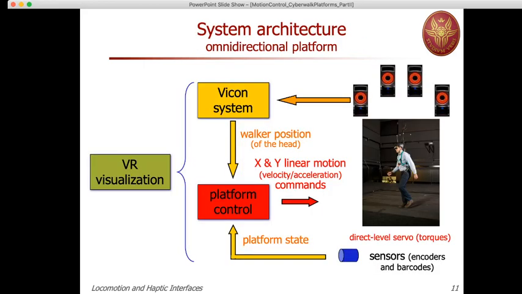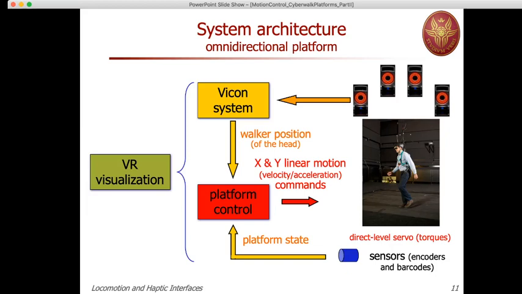So, let's see now how we get closer to the design of the controllers for this platform. This picture is pretty much similar to the case of the CyberCarpet. What changes is the system that we use for localizing the user. In fact, here you see one user with his helmet, with the set of balls that are used to localize the pose of his head. So there's a Vicon system, with a minimum of four cameras, which localizes the worker's head, so the position of the worker for what matters to the platform control. There is information from the barcodes, the encoders, whatever you have from the platform itself.